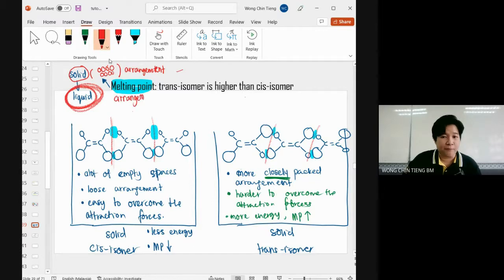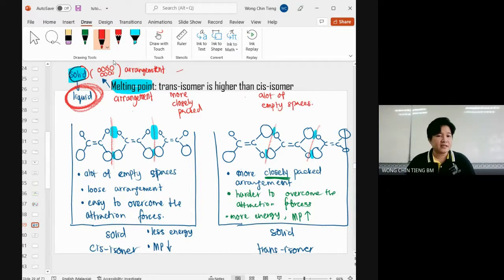Kita akan tengok pada arrangement. Kenapa tengok arrangement? Because I started off with a solid. And your trans isomer is more closely packed. That is the reason. And your cis isomer having a lot of empty spaces. That is the reason. Okay? Nota ada ayat lengkap semua dalam tu.